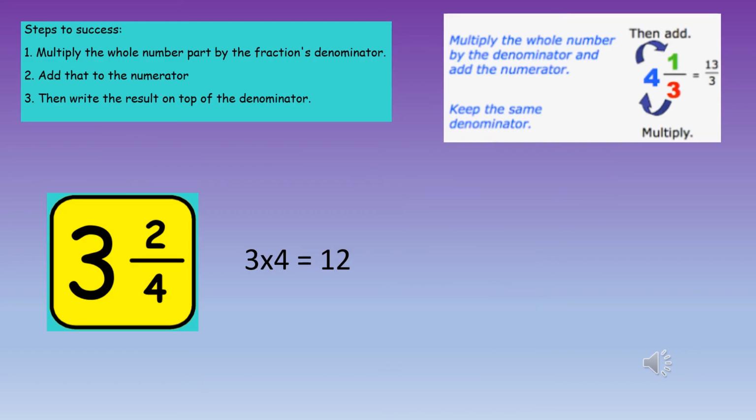So let's apply that to this question. What is 3 2/4 as an improper fraction? The first thing you would need to do, following the steps to success, is multiply the whole number by the fraction's denominator. So that would be 3 times 4, which would give you 12. Then, still following the steps to success, we would need to add that to the numerator. So 12 add 2 equals 14. Then we would write this on top of the denominator. So it would become 14 over 4.